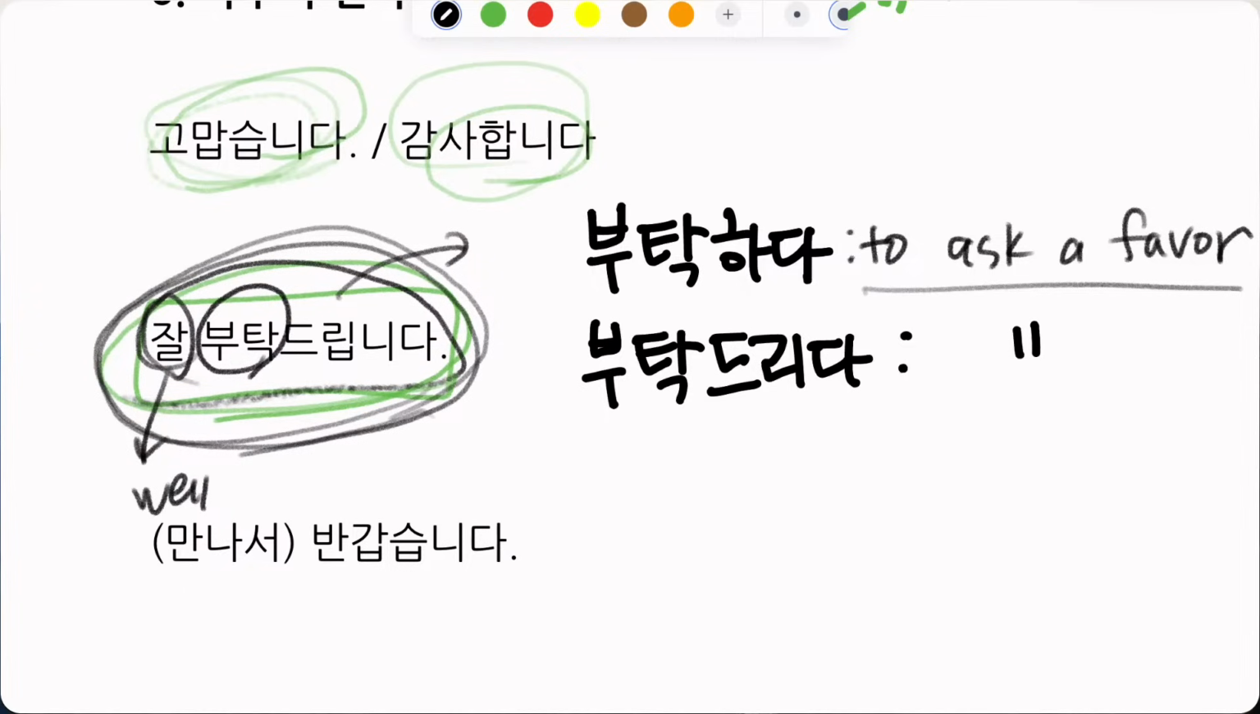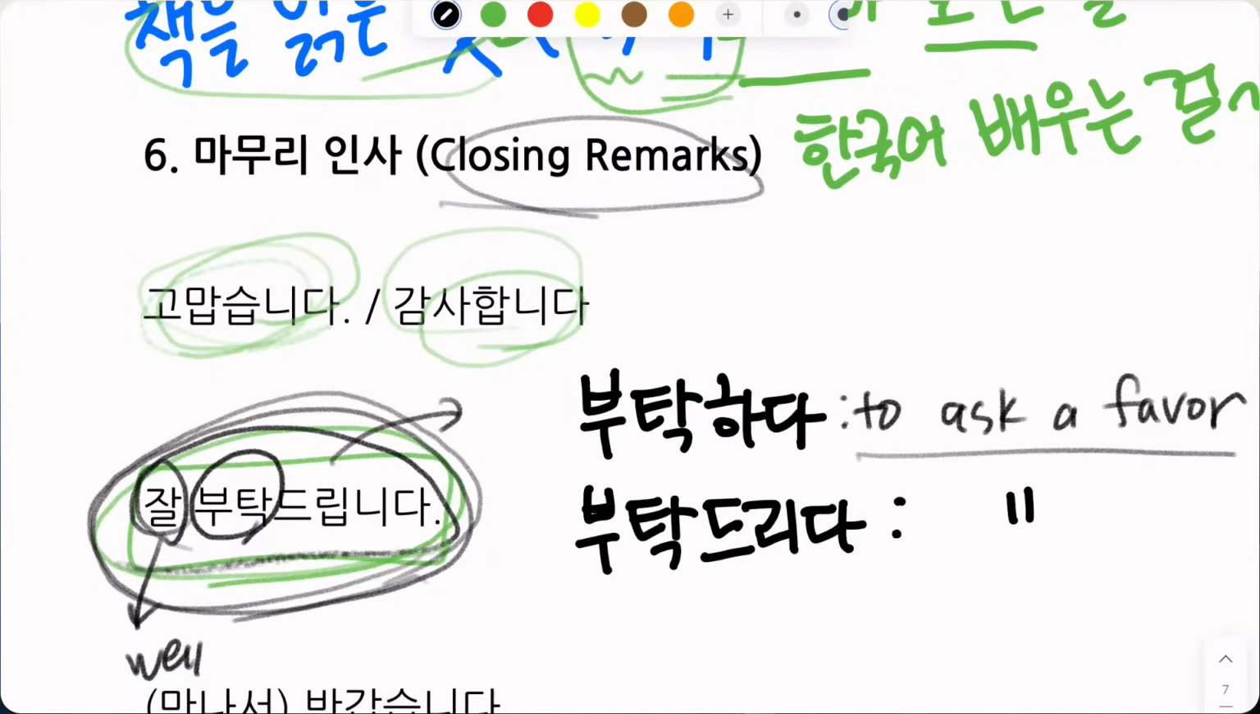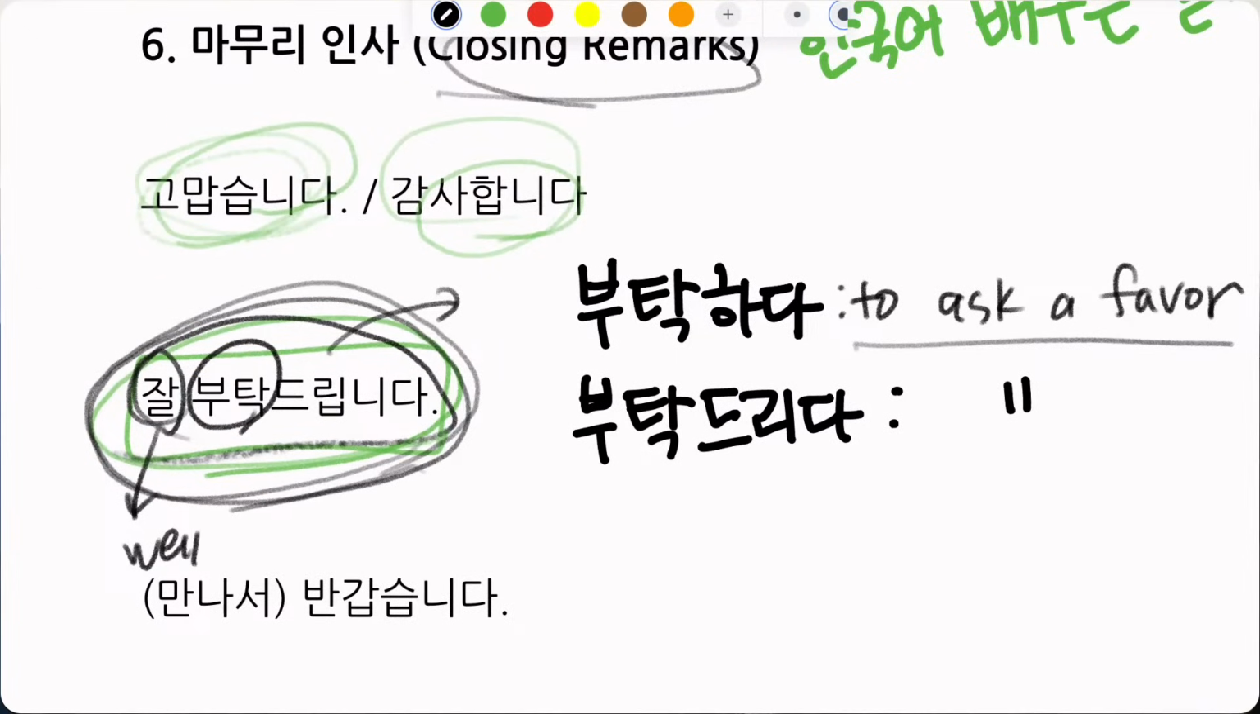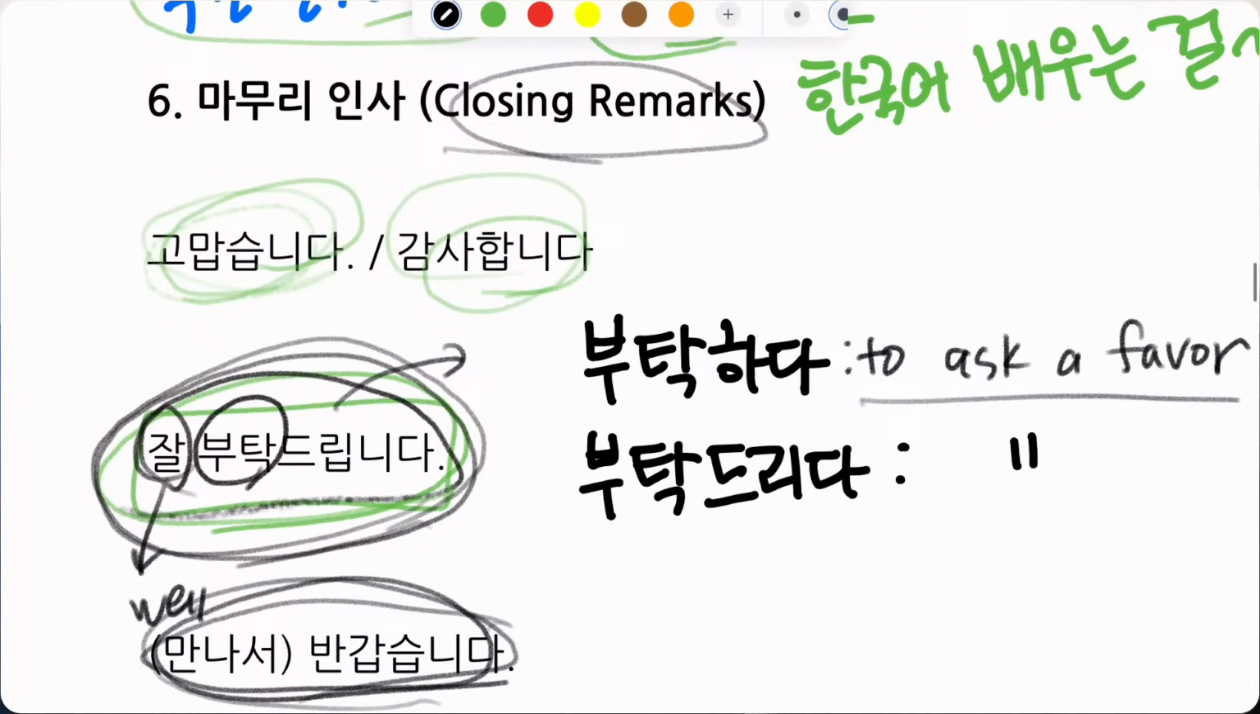This is the phrase that encompasses everything in that line. So, 잘 부탁드립니다 is a very common way to close your self-introduction. 잘 부탁드립니다. 그리고 you can also say 만나서 반갑습니다, not at the front, not at the greeting part, but at the closing remarks part. That's also fine.